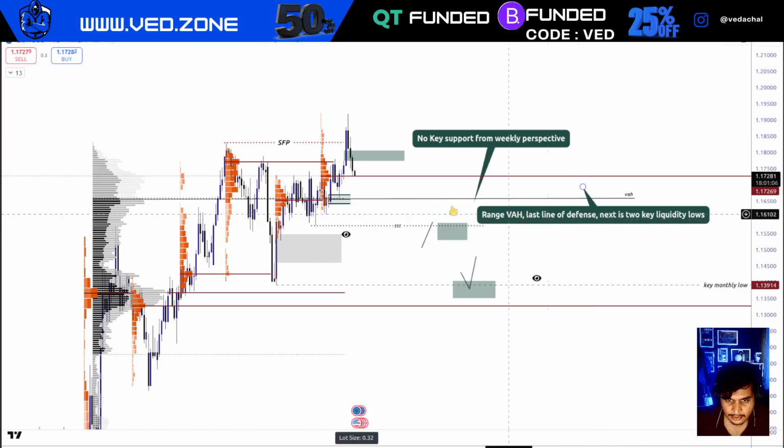The first line of defense will be this value area high, and there's a small daily order block there. If this doesn't provide support, I'm anticipating these lows to be taken out, and the potential reversal zone will be mainly this or this.